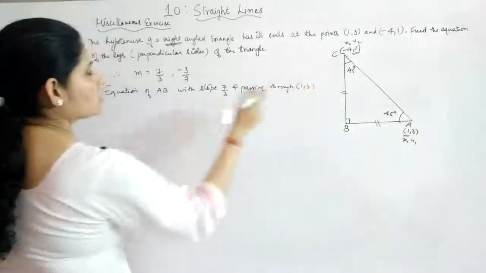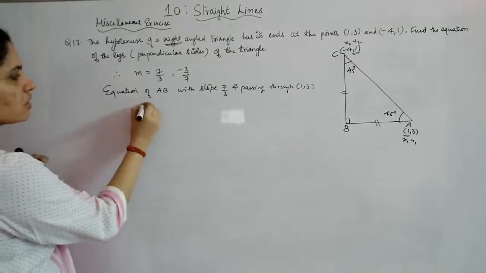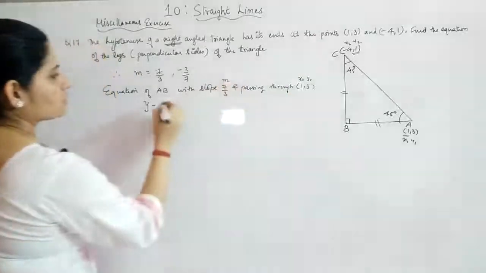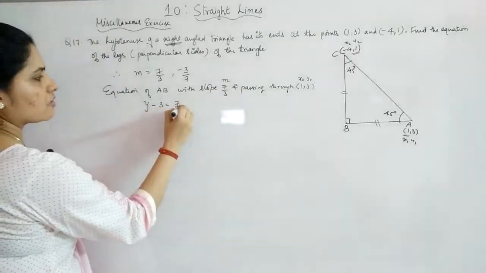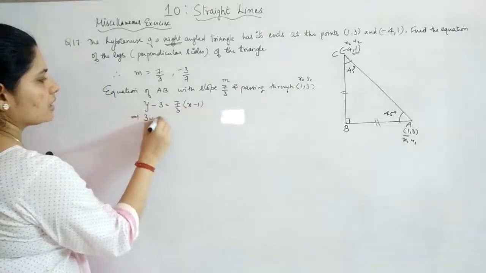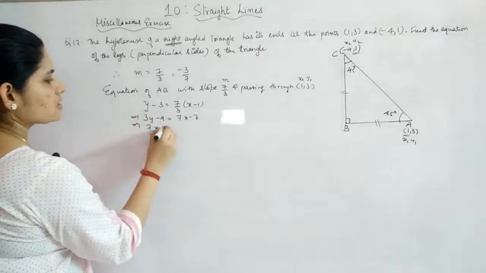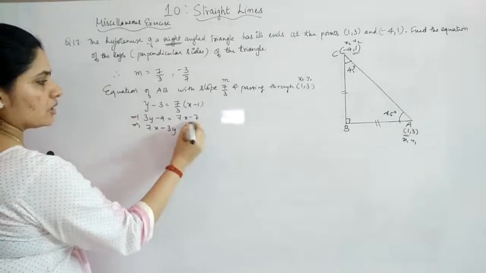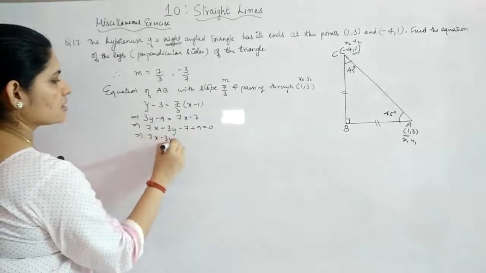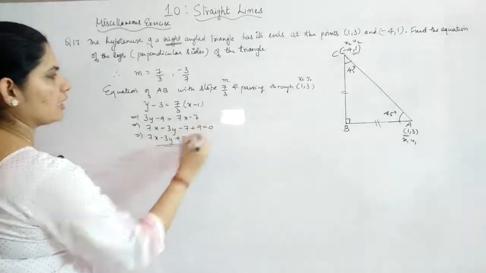So how will you write the equation? You will use y minus y naught equal to m into x minus x naught. So y minus 3 is equal to 7/3 into x minus 1. This will give you 3y minus 9 is equal to 7x minus 7, or 7x minus 3y, and here you have minus 7 plus 9 equal to 0, right? So it is 7x minus 3y plus 2 equal to 0 as one equation of the line AB.